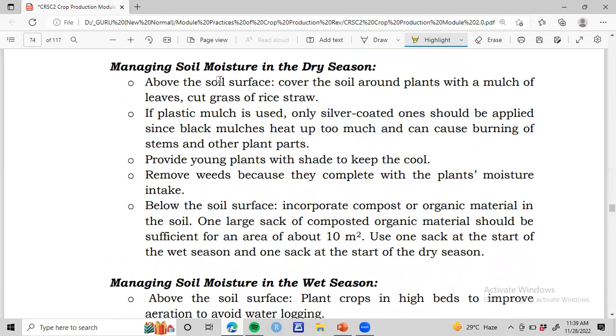Ayan. Above the soil surface, lagyan natin ng cover. Pwedeng mulch o kaya pwedeng mga organic materials such as straw, rice straw, or mga pinutol na grass. Okay? If plastic mulch is used, only silver-coated one should be applied. Yung mga silver-coated daw, yung mas magandang i-apply kasi yung mga black mulches, they heat up too much. Mabilis silang uminit. And then, in that sense, yung moisture ng lupa ay madali ding mag-evaporate.